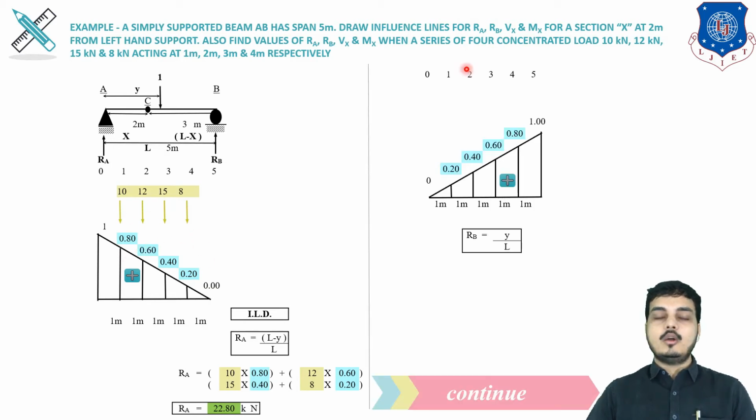Now next is to find out RB. So the formula for RB is nothing but Y by L. Y varies from 0 to L and L is my 5 meter. So here it is 0 by 5, 1 by 5, 2 by 5, 3 by 5, 4 by 5 and 5 by 5. So we can find out these respective values as we did in previous sum. Just apply the formula, here L is of 5 meter and Y varies.